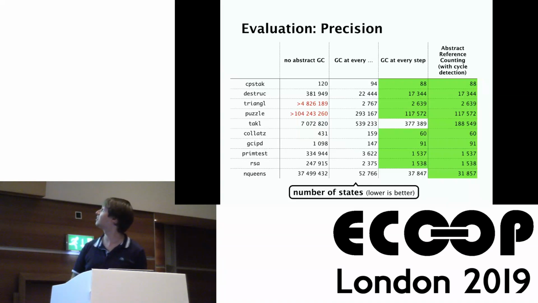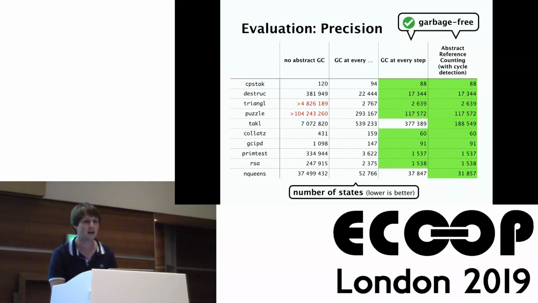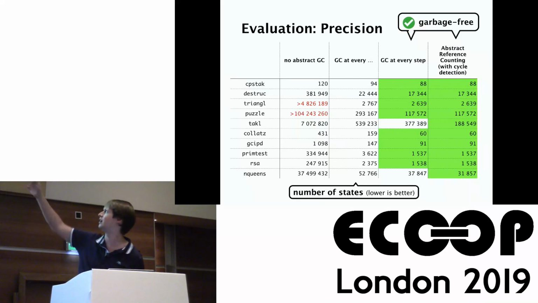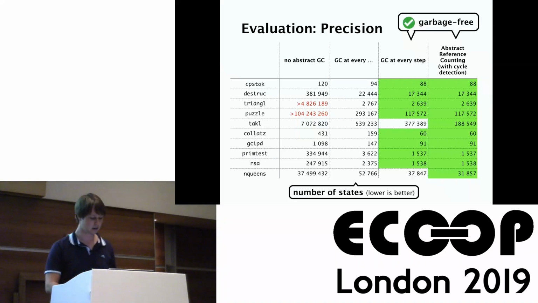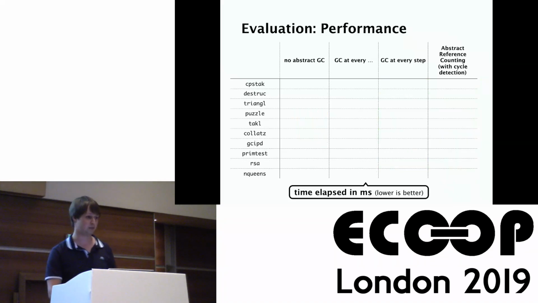Another thing that you probably notice is that our own approach with abstract reference counting and the one that applies garbage collection at every step achieve the same precision for nearly all benchmarks. This is not a coincidence. The reason, of course, is that both of these approaches are garbage-free, and therefore they can achieve that same optimal precision. If we apply garbage collection less frequently, like the one in related work, then we can still get decent precision, as we see, especially compared to the one that doesn't apply any abstract garbage collection. But there is still a significant difference, I would say, with the optimal precision for certain benchmarks like the puzzle benchmark. So that's precision.